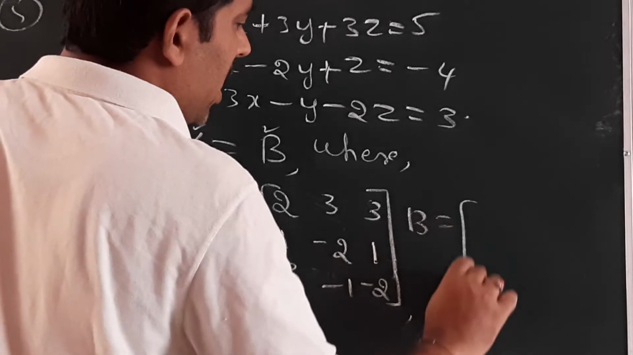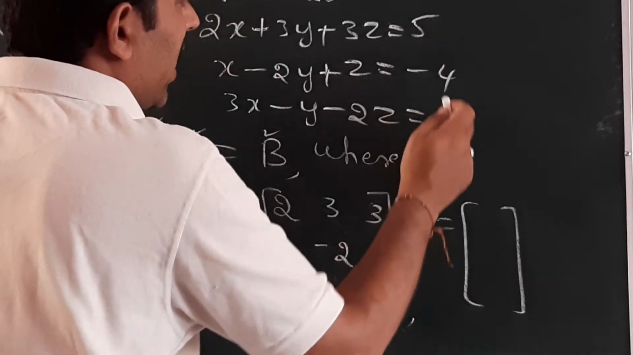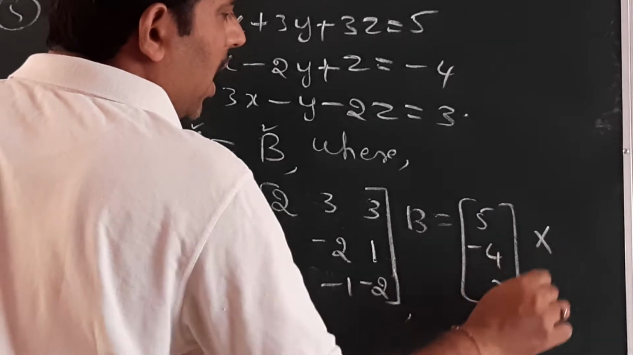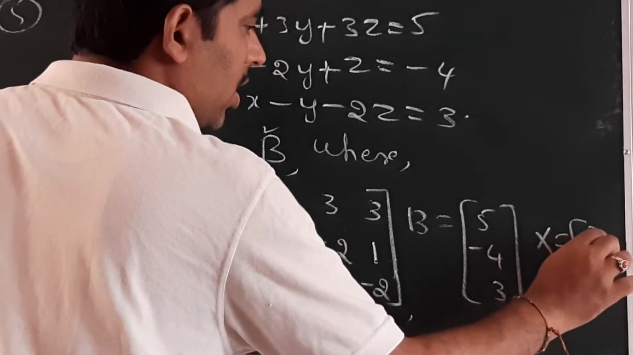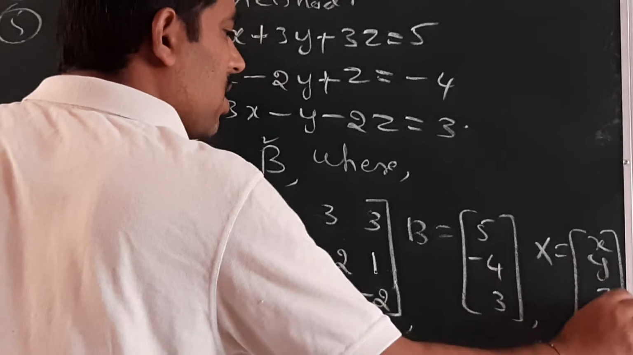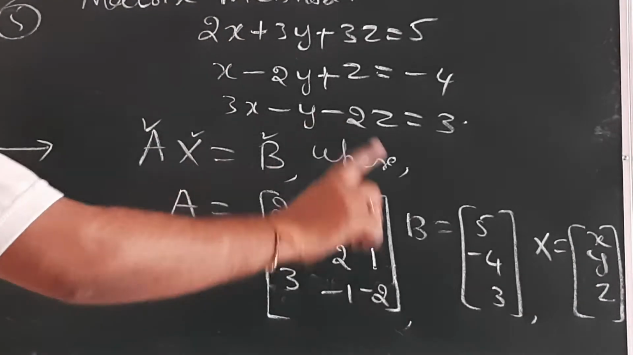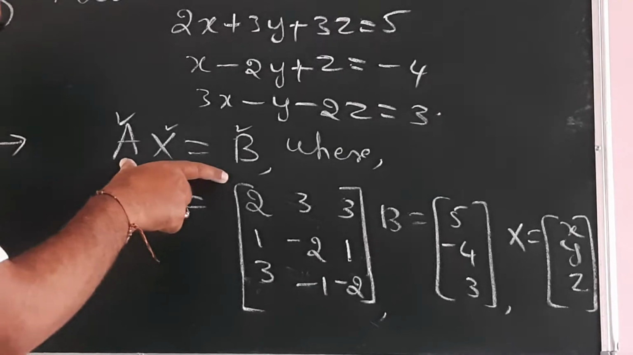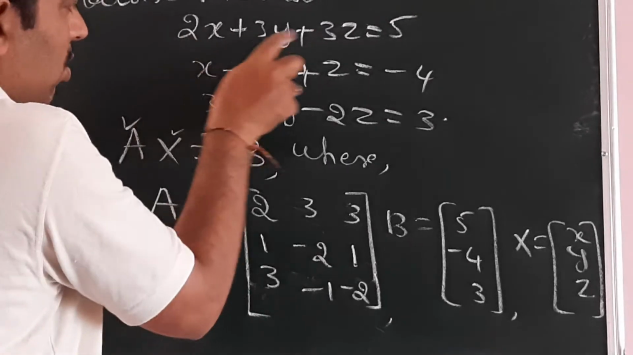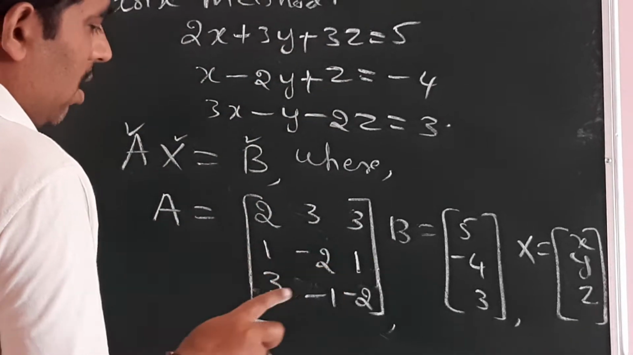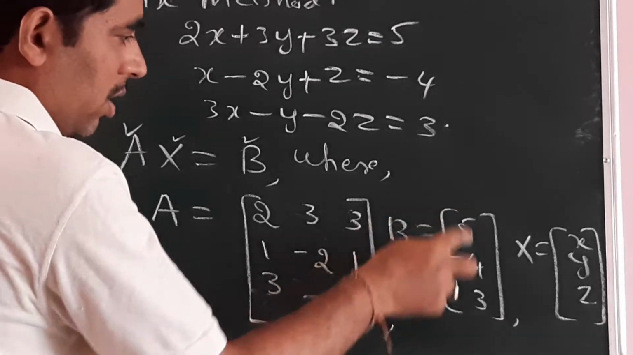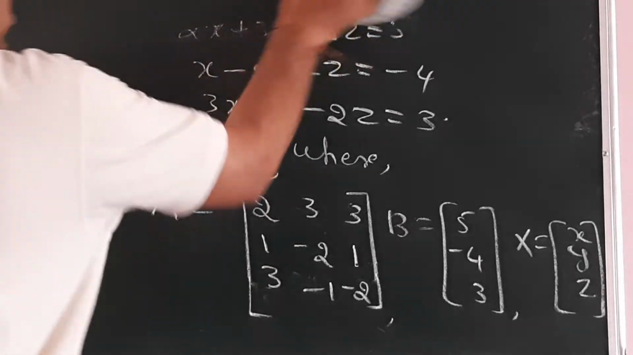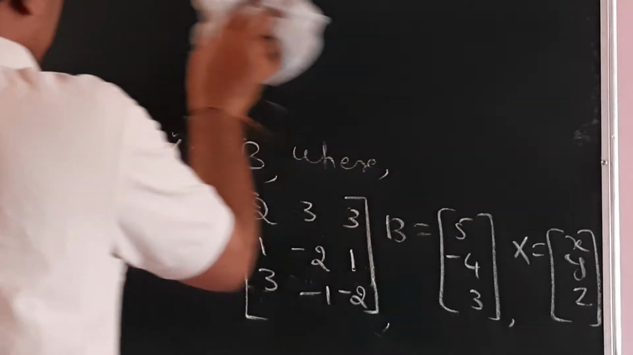Then B is a column matrix which contains the constants 5, minus 4, 3, and X is also a column matrix which contains the unknowns. These things we have to write in the beginning. So AX is equal to B is a matrix equation. Here A is the coefficient matrix 2 3 3, 1 minus 2 1, 3 minus 1 minus 2, and the remaining two matrices are column matrices. Okay.